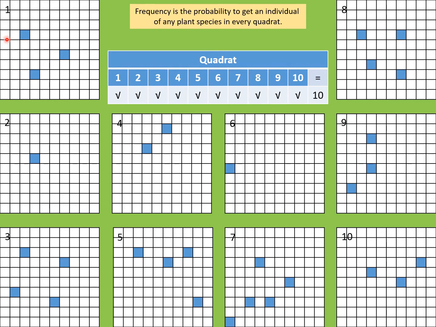In quadrat number 1, species X is present. Quadrat number 2, species X is present. Quadrat number 3, present. Number 4, present. Number 5, species X is also present. Number 6, present. Number 7, yes, present. Number 8, species X is present. Number 9, yes, and number 10 is also present. So all quadrats contain species X.